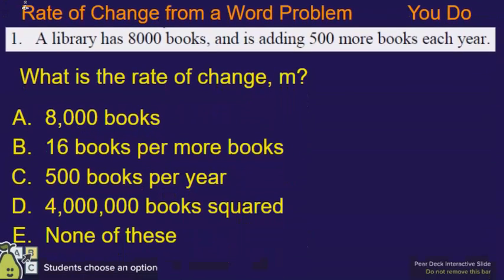Okay, on the next slide, you go ahead and do this one. Choose an option. A library has 8,000 books and is adding 500 more books each year. What is the rate of change, m? Is it 8,000 books, 16 books, 500 books per year, 4 billion books squared, or none of these?